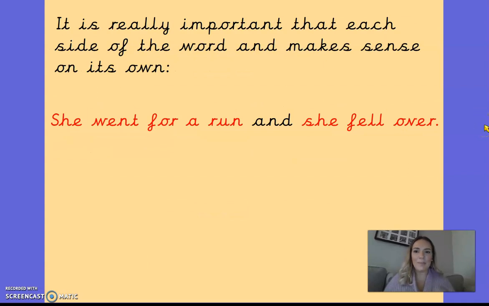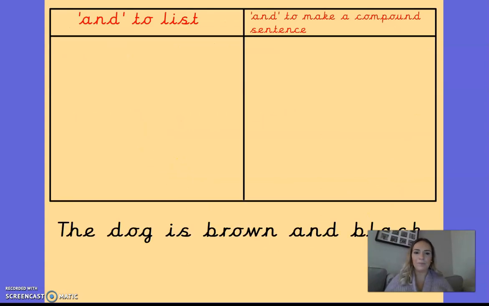It is really, really important when we are making a compound sentence that each side of the word and makes sense on its own. So for example, the bits in red, she went for a run. If that was a sentence on its own, it would make sense on its own. She fell over. If that was a sentence on its own, it would make sense. So that is the correct use of the word and to join sentences. Each side needs to be able to make sense as a sentence on its own.